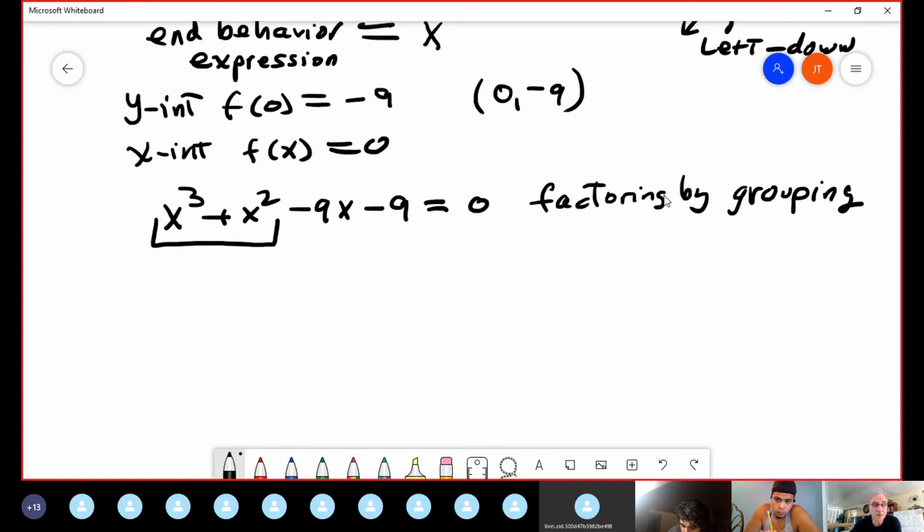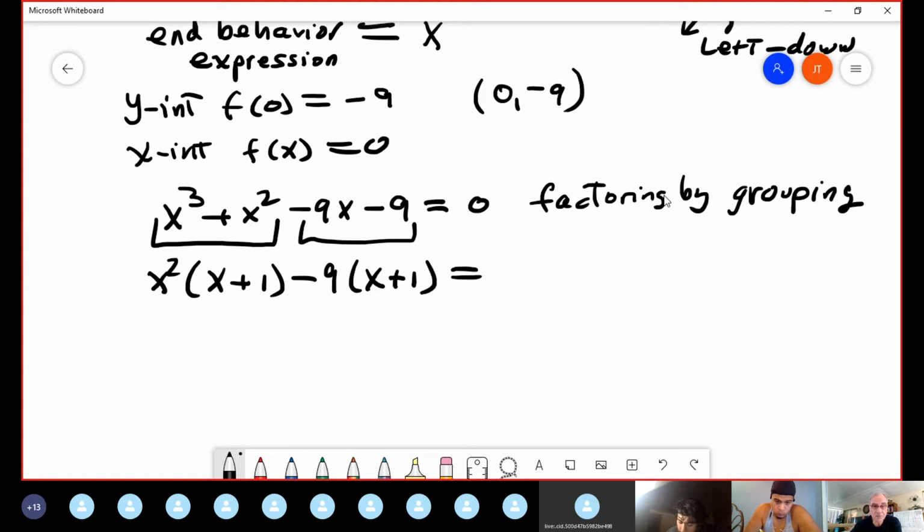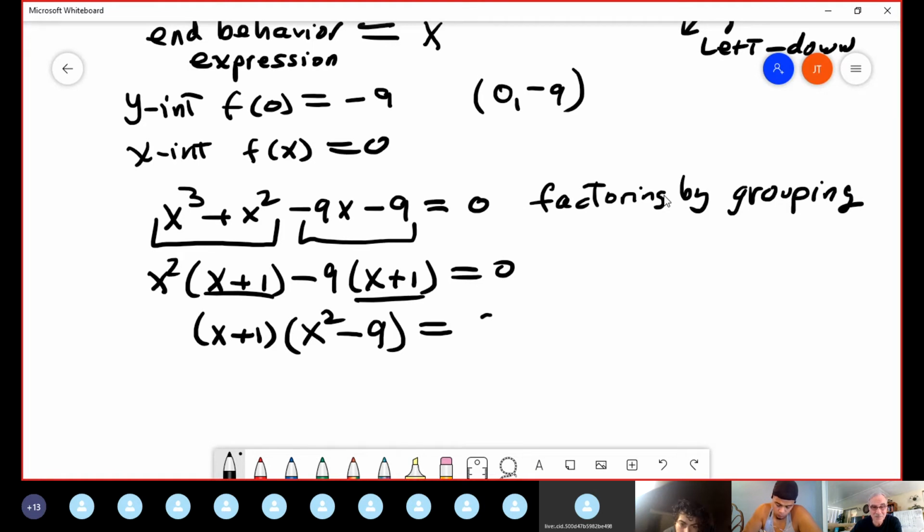For example, in this couple, the greatest common factor is x squared. And in this couple, the greatest common factor is obviously negative 9. I can see, wow, x plus 1 is a common factor. In the second parenthesis, I have x squared minus 9. I can see then this is a difference of squares.